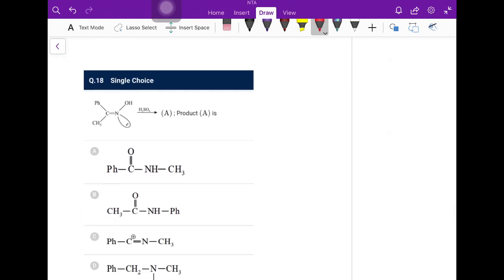Oxime with H2SO4, so this is a Beckmann rearrangement. In Beckmann rearrangement, OH first will get protonated basically because H3O plus is present, so OH2 plus is formed in the first step. When OH2 plus has been formed, now it will depart, but which group? Some group basically migrates from here. This can be either CH3 or Ph. So basically the migrating group is trans to OH2 plus.